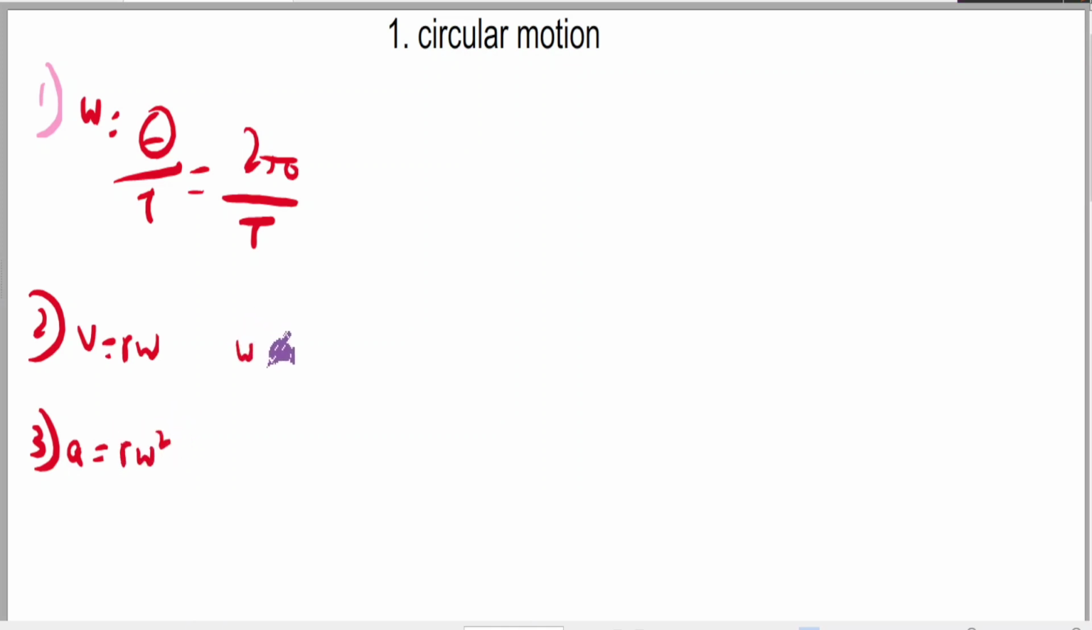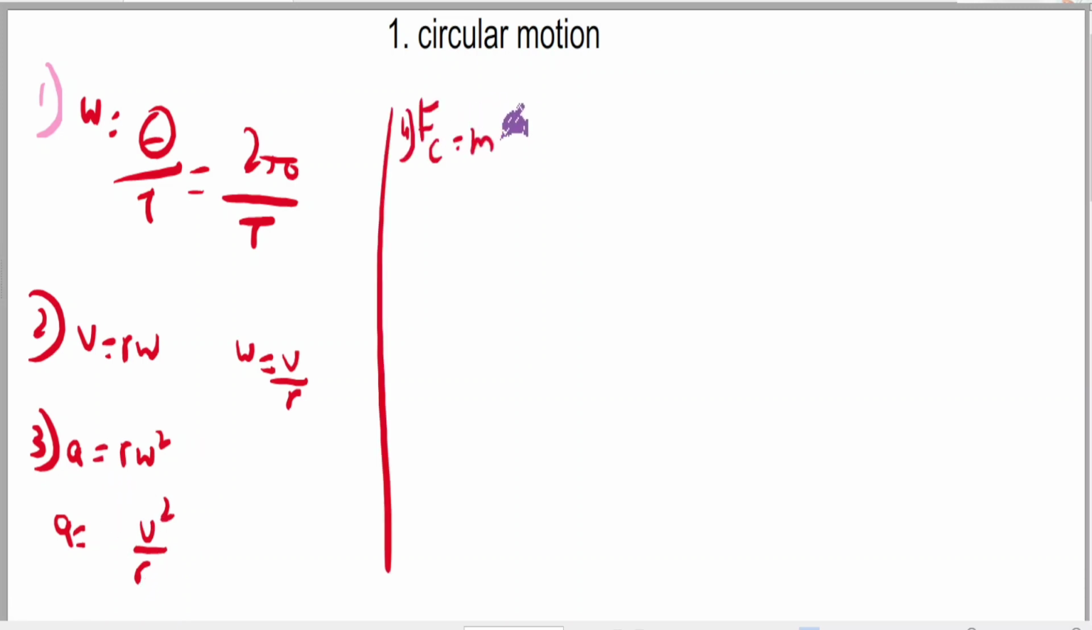And I know that omega can be written as v over r. So instead of omega, I'll write a equals r, instead of omega I write v over r whole square. So when I square this, v gets a square, r gets a square, r and r get cancelled, and I get a equals v square over r. Circular force is m r omega square. This can also be written as m v square over r.